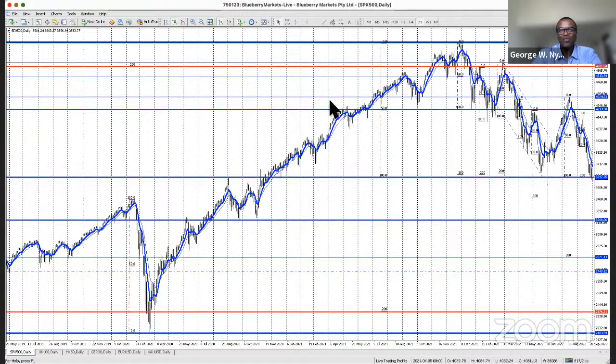Now, the reverse side of that, which is the not so good news, is that we are at this key level, which is key in many respects. There is this potential double bottom here. But if you look back here, after we broke above that high, which was the all-time high at that point, we went sideways, did a double bottom, double top.